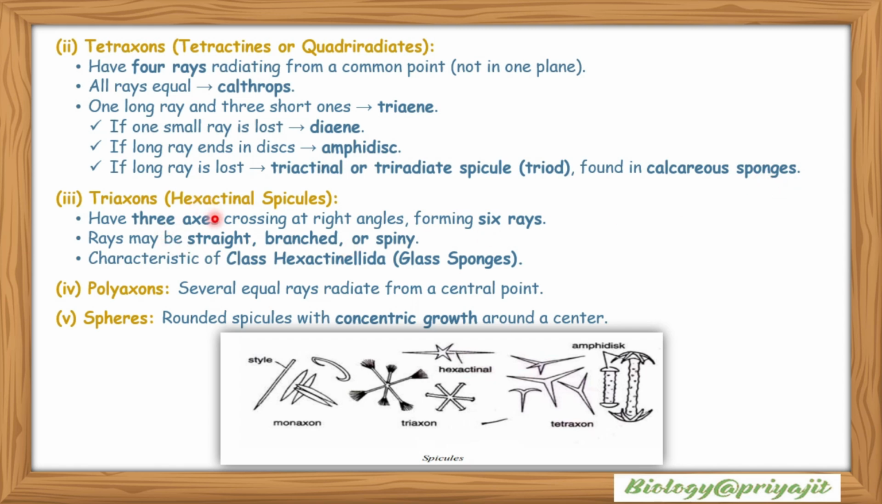Triaxons are hexactinal spicules. They have 3 axes crossing at right angles forming 6 rays, which may be straight, branched or spiny. They are characteristic of class Hexactinellida, or glass sponges. Polyaxons have several equal rays radiating from a central point. Spheres are rounded spicules with concentric growth around a center. These are the different kinds of spicules like style, monaxon, triaxon, hexactinal, tetraxon, amphidisc, etc.